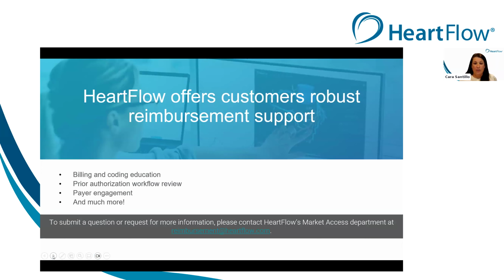HeartFlow offers customers reimbursement support to ask one-off questions. We also do extensive billing and coding education. We support optimizing prior authorization workflow because depending on your payer mix, that can look a little bit different. We have a team that engages with payers to really understand and bolster access to FFRCT and now plaque analysis. And there's much, much more that goes into that.